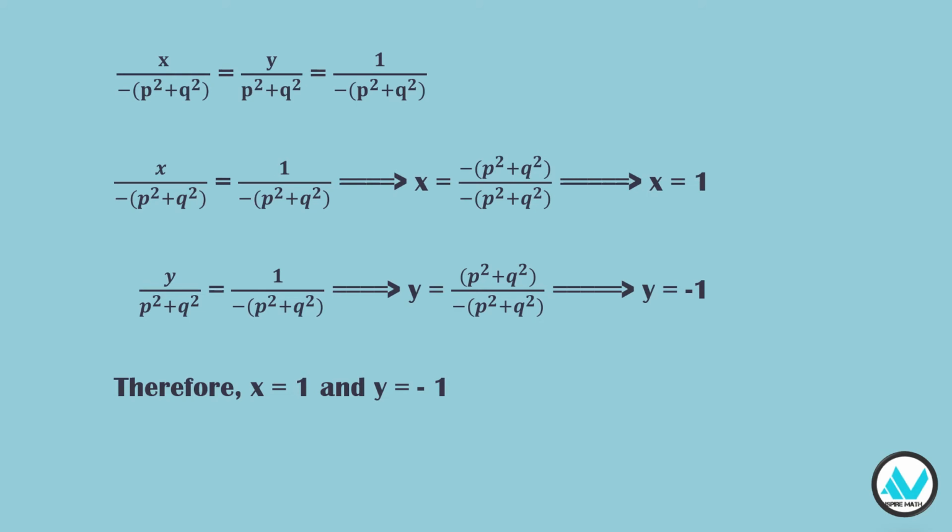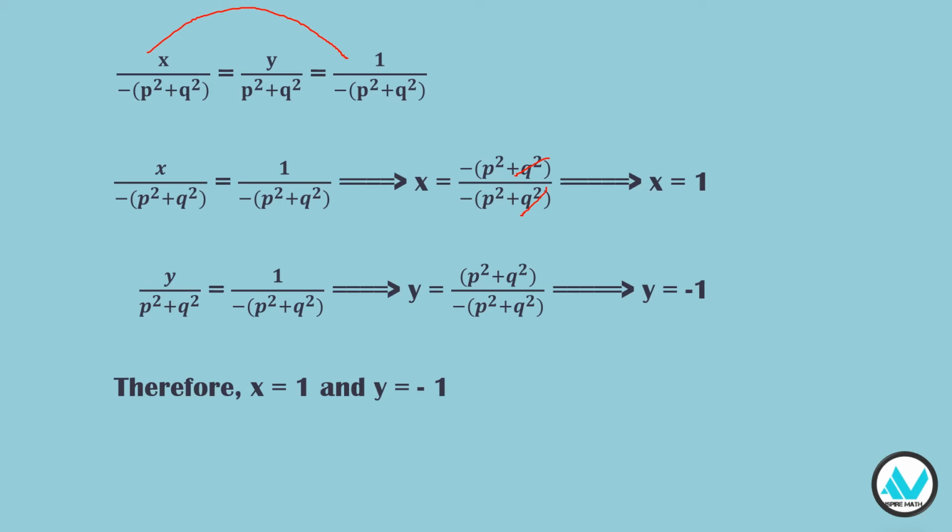Now to find x, I'm just going to equate these two. So I get x by minus of p square plus q square equal to 1 by minus of p square plus q square. So from this I get x is nothing but minus of p square plus q square by minus of p square plus q square. So when I cancel these two, I just get x equal to 1.